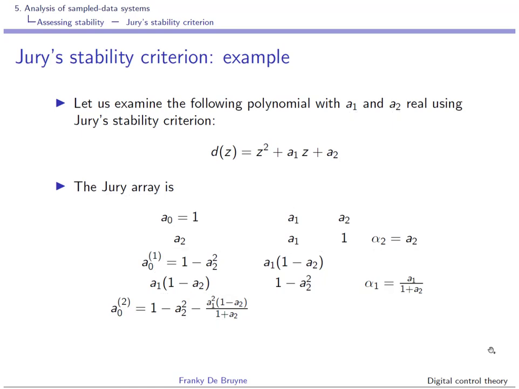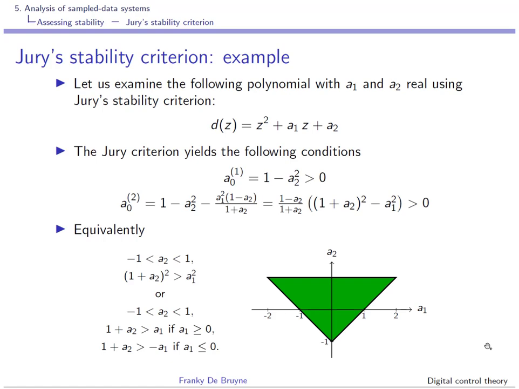The jury stability criterion tells us that this polynomial d of z has its roots inside the unit circle if and only if a01 is positive and a02 is positive. This is what we had obtained in the previous slide. This second condition can be rewritten a little bit differently. Remember again that this one is 1 minus a2 times 1 plus a2. So you can rewrite it as follows.